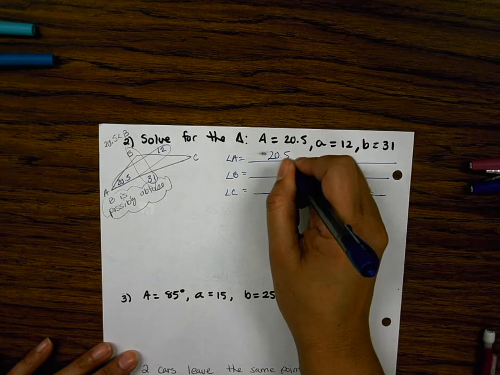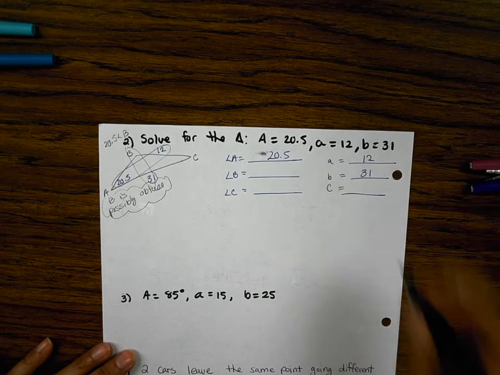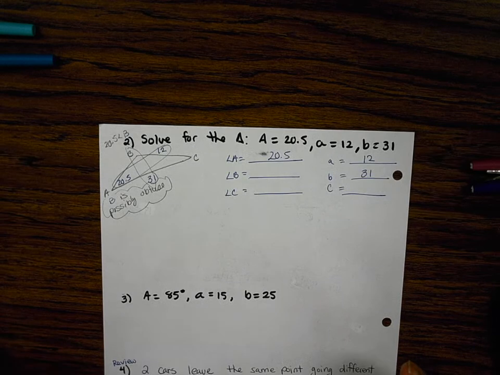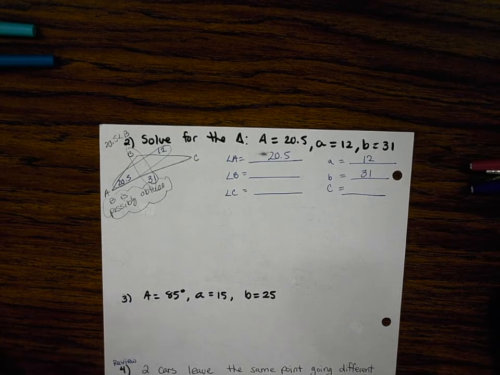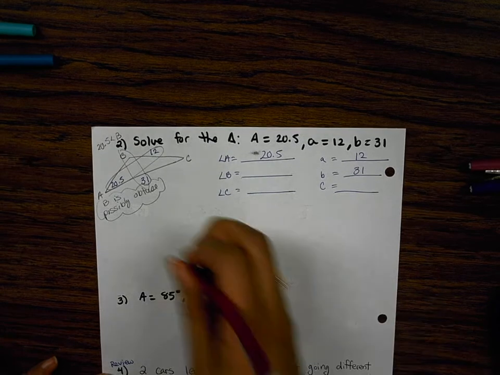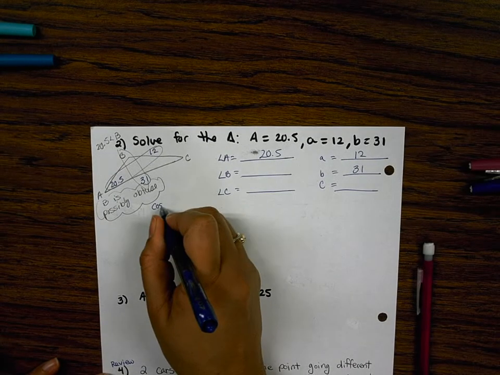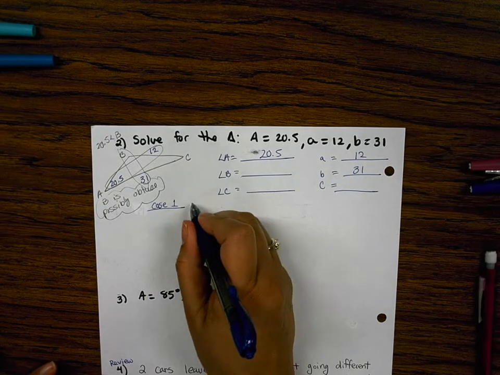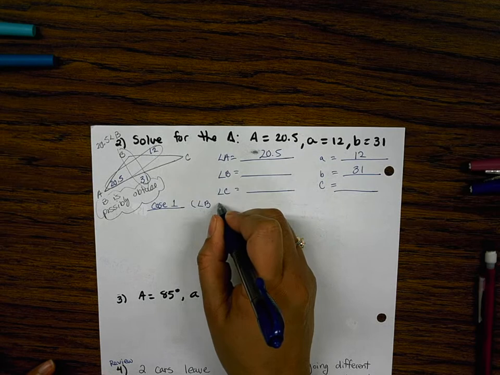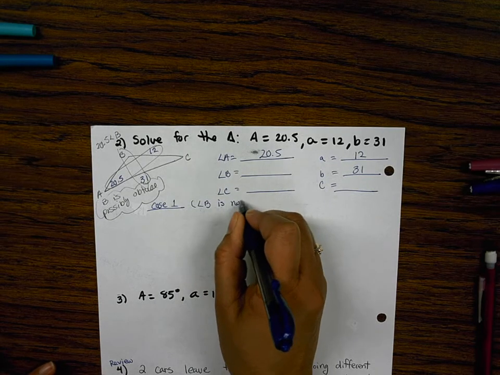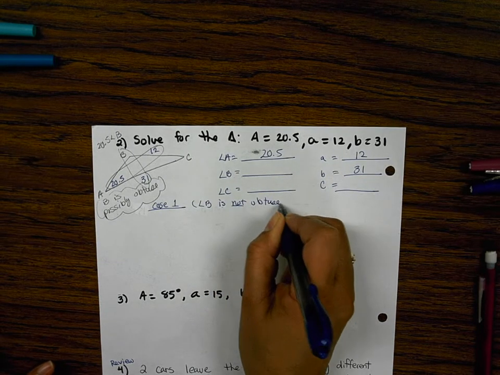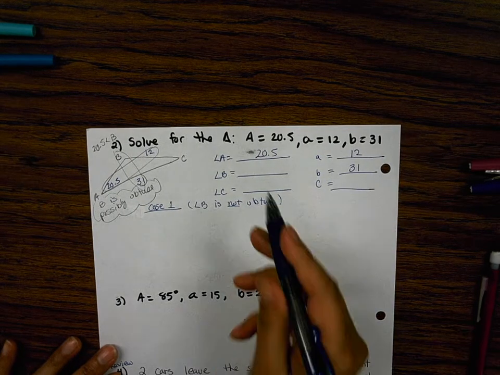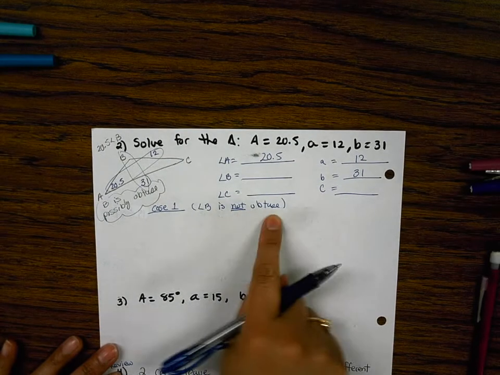Okay, so let's quickly write down what we have. 20.5, 12, 31. When you have B is possibly obtuse, you do not have a unique solution. You have more than one possible solution. So we do case 1 and case 2, which means you're going to have 2 sets of solutions. Case 1. Case 1, you treat angle B as if it is not obtuse. So angle B is not obtuse. Okay, angle B is not obtuse.